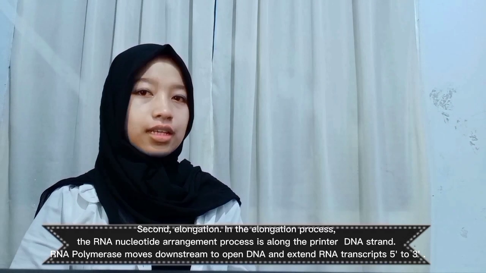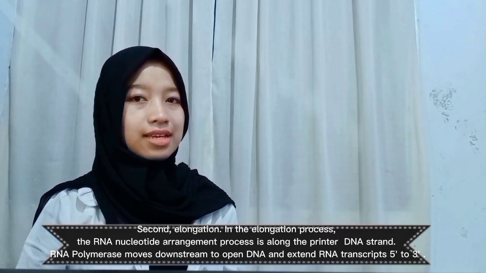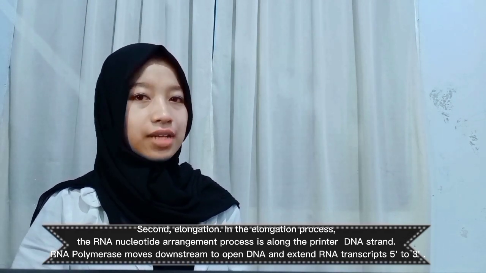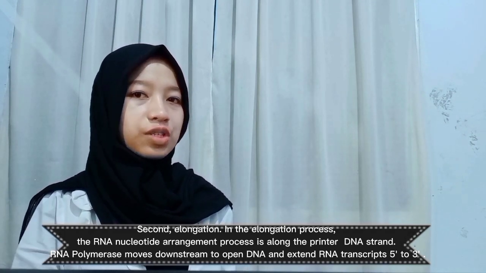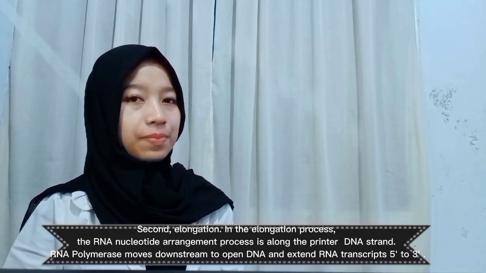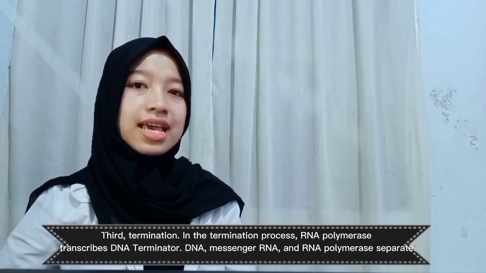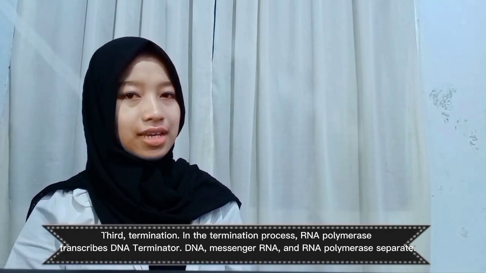Second, elongation. In the elongation process, the RNA nucleotide arrangement process is along the entire DNA strand. RNA polymerase moves downstream to open DNA and extend RNA transcripts 5' to 3'. Third, termination. In the termination process, RNA polymerase transcribes the DNA terminator. DNA, messenger RNA, and RNA polymerase separate.